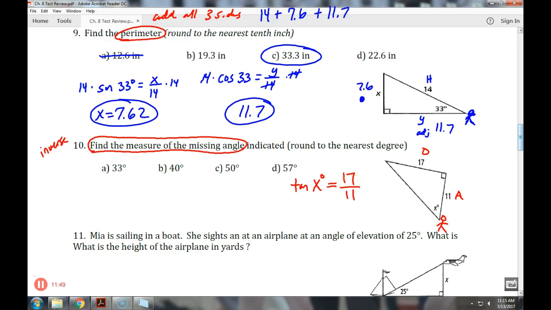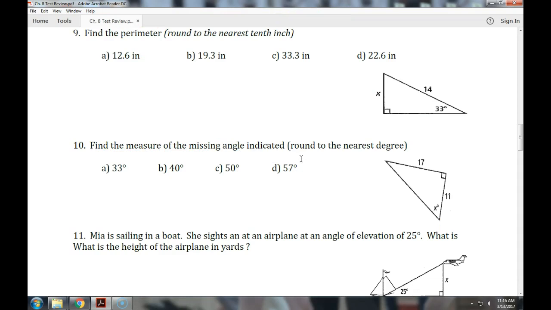So this problem can be solved by taking the inverse of both sides, which when I punch that in my calculator, inverse tangent of 17 divided by 11 is 57.1 degrees roughly. So that looks like D. So using tangent to find an angle there. Alright, moving right down, number 11.